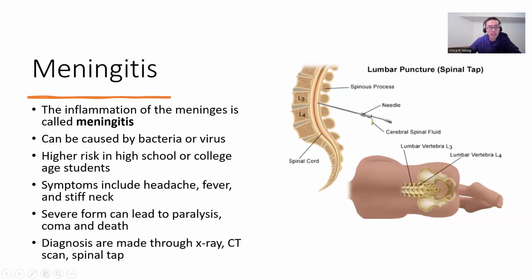You can do an X-ray or CT scan, and sometimes if they want to figure out whether it's a bacterial infection or viral infection, they have to do what's called a spinal tap or lumbar puncture. So at your lower back, which is around right here, you have big backbones called the lumbar. One, two, three, four, five. It's five lumbar bones. And between three and four, that's where they will insert a needle, and then they will take a little bit of the CSF, and then they will culture it.